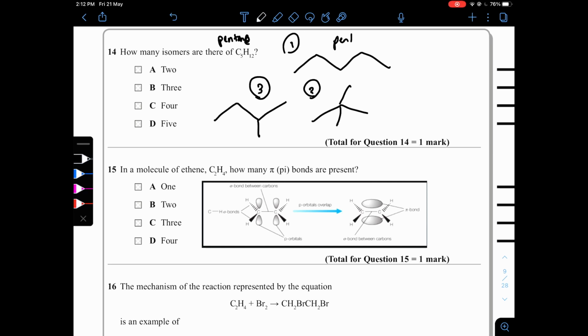So this one's pentane, right? This one's methyl butane. So this would be 2-methyl butane. This would be dimethyl. So this would be 2,2-dimethyl propane. So that's what we have here. So we know that this is 3 isomers here.